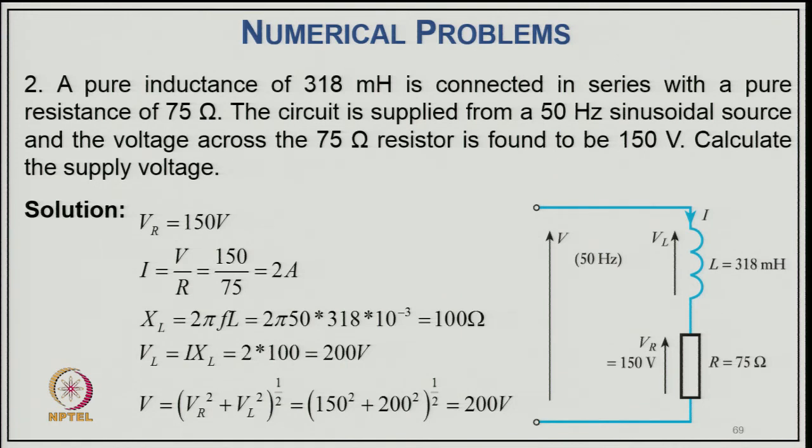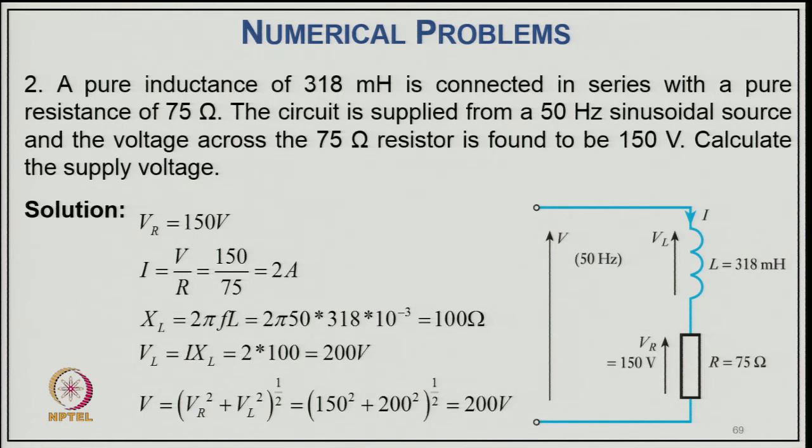Coming to example 2: a pure inductance of 318 millihenry is connected in series with a pure resistance of 75 ohm. The circuit is supplied from a 50 hertz sinusoidal source, and the voltage across the 75 ohm resistance is found to be 150 volt. Calculate the supply voltage. Here it is given that the resistance has 150 volt, so the current is V upon R, that is 150 by 75, which is 2 ampere.